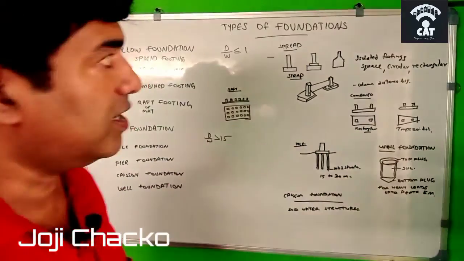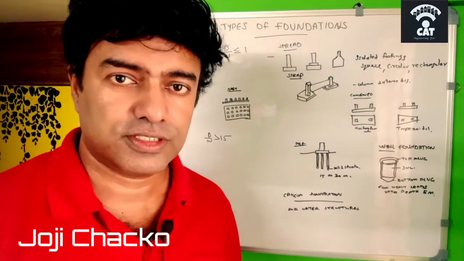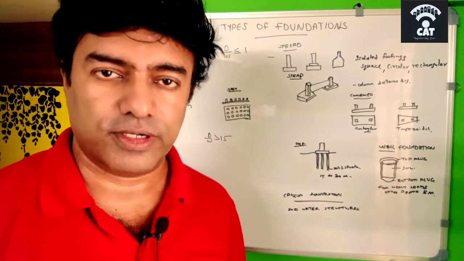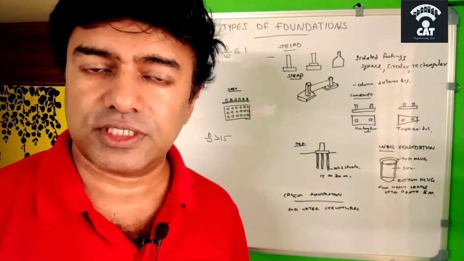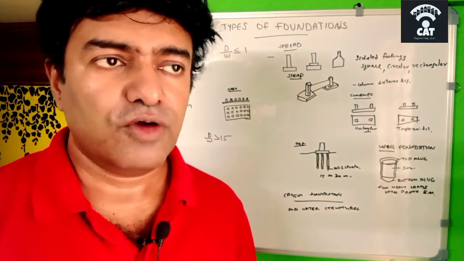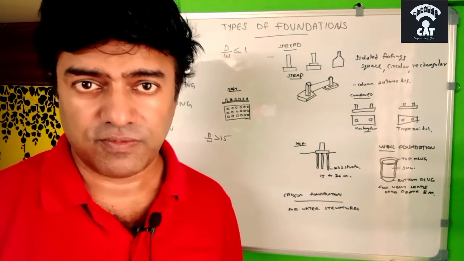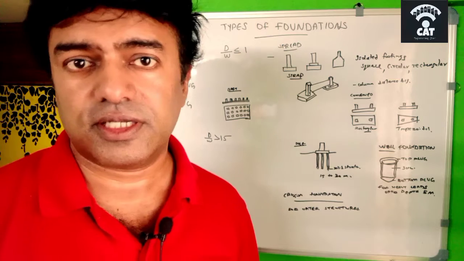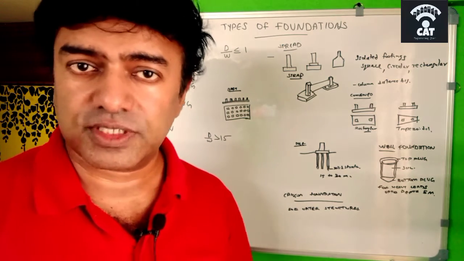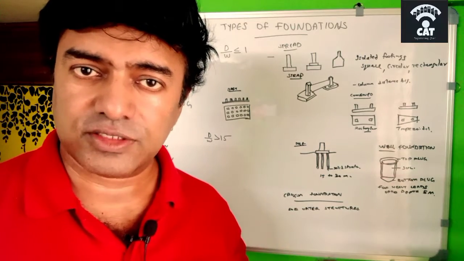Today we discuss the types of foundations. First we will see what a foundation is. We all have heard about foundations, but some of you may not know the definition. Foundation is the part of the structure which is called the substructure. Substructure is the structure which comes inside the earth, and the structure which comes outside the earth level is the superstructure.